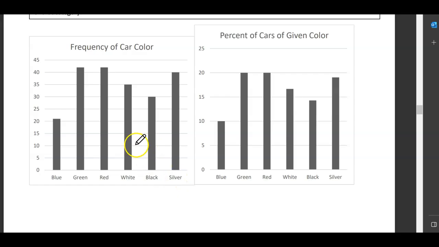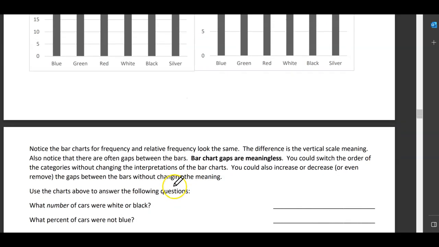And there typically is a gap between, because there's no natural ordering of these, because they're not numbers. You might like alphabetical, but that's not any better than reverse alphabetical. Now, bar chart gaps are meaningless. Use the charts above to answer the following questions.